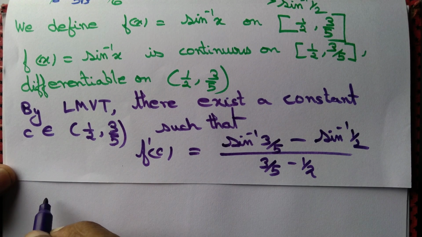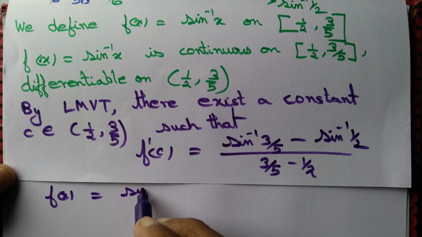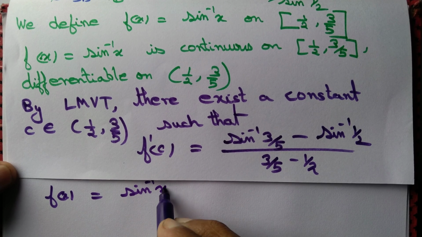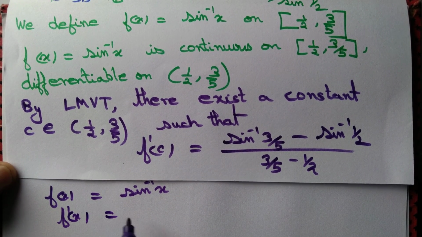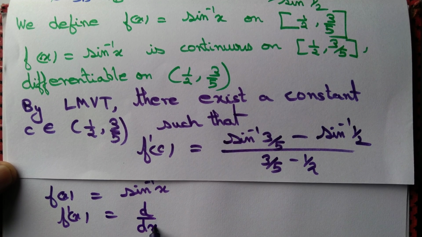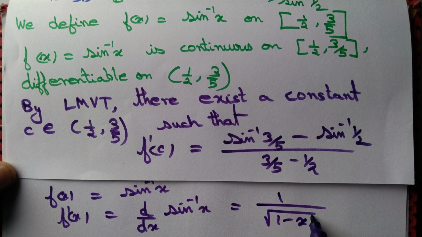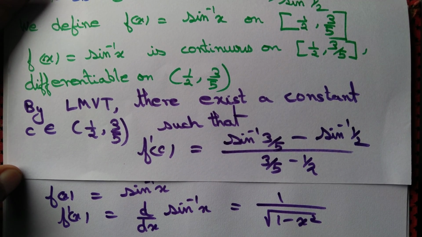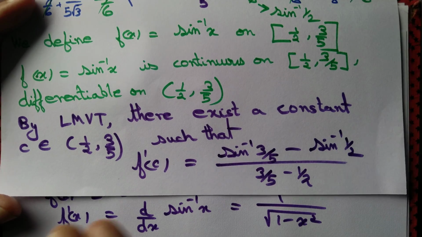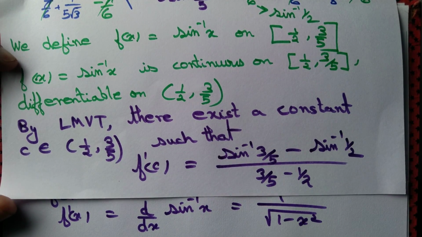As we said earlier, f x equal to sine inverse of x is differentiable, and f dash x equal to d dx of sine inverse of x equal to 1 by root over 1 minus x square. That is true for every real number x that lies between minus 1 and 1. And in this case, we are just considering the real numbers lying between half and 3 by 5.